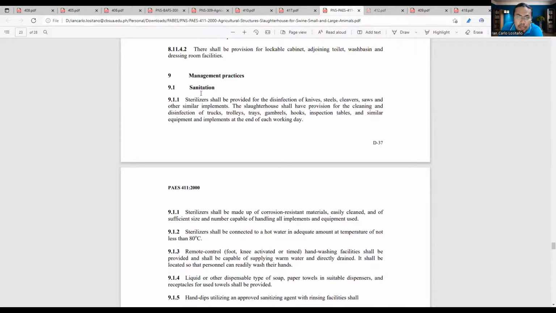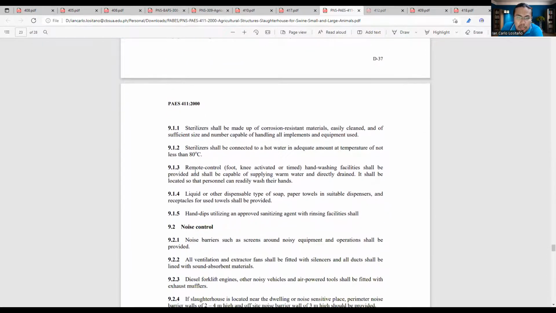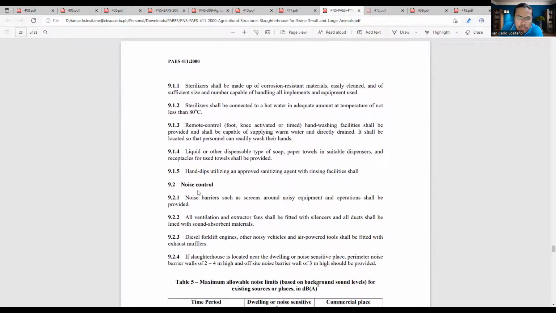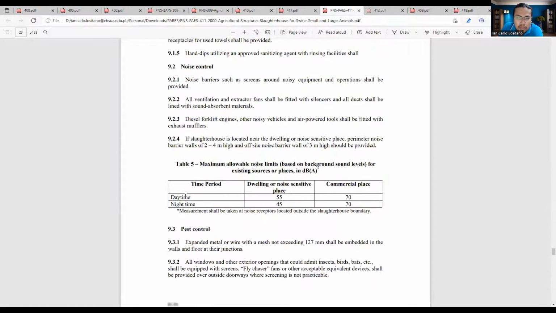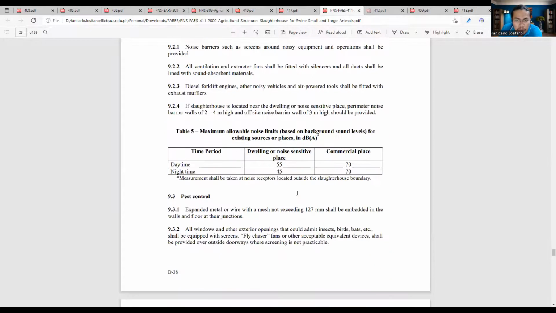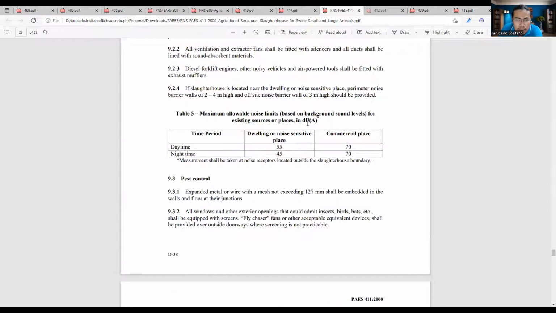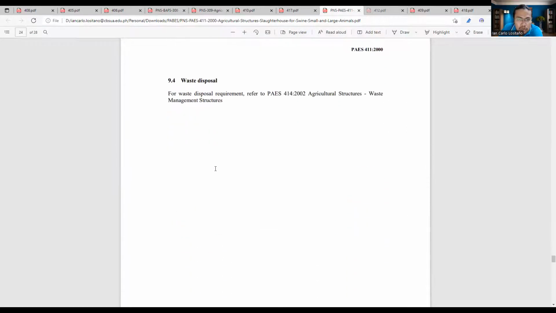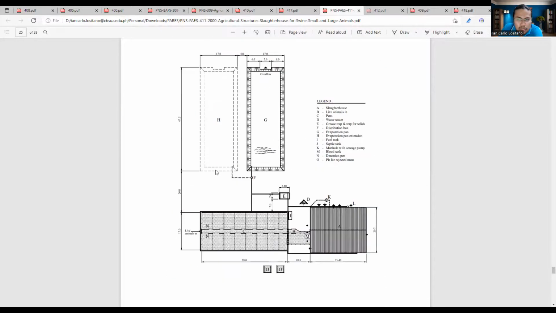Okay. Management practices, sanitation, okay, sterilizers, remote controls, hand dips, okay, noise control. Okay. This should be minimized to avoid stress in the animals. This is as shown, okay, decibels, right, for daytime and nighttime. Pest control, and then waste disposal.